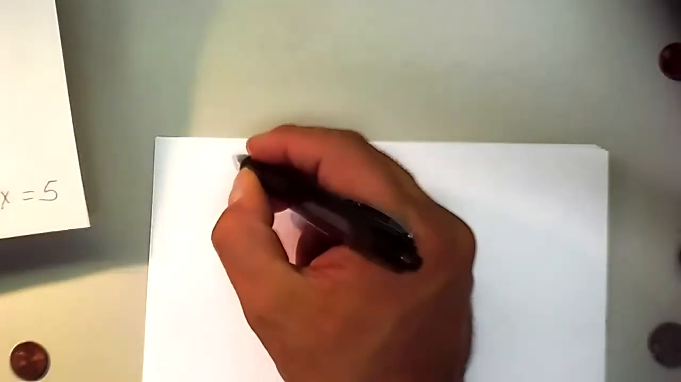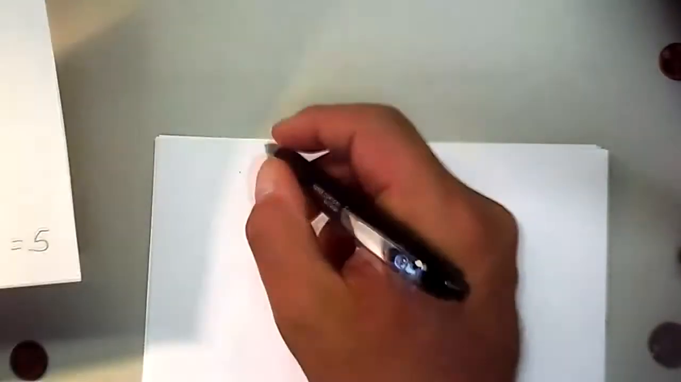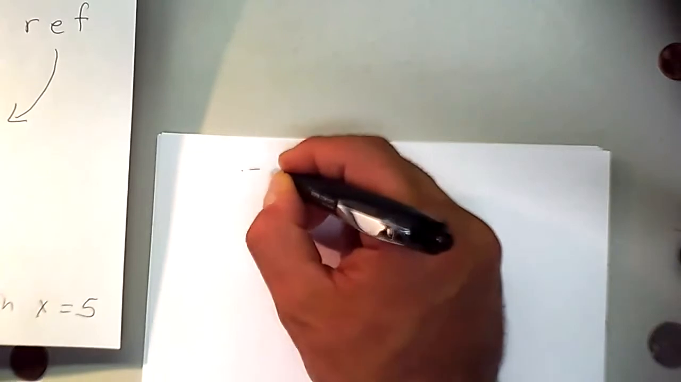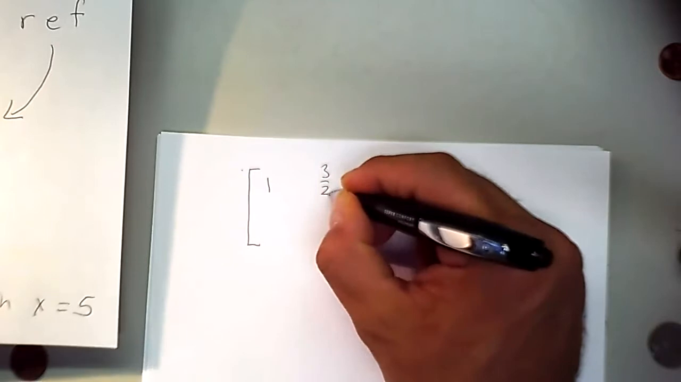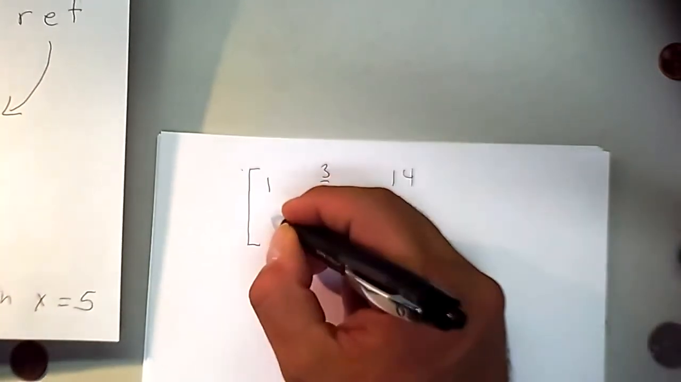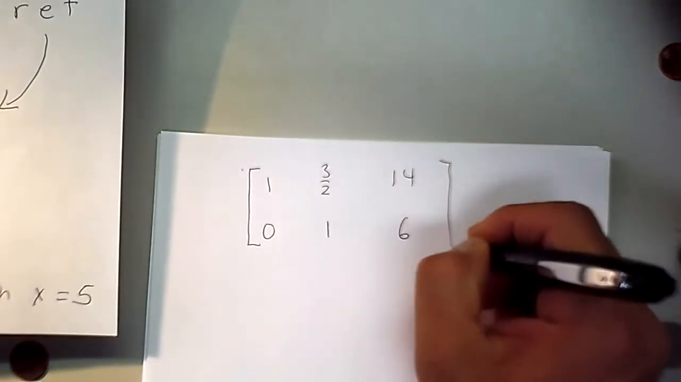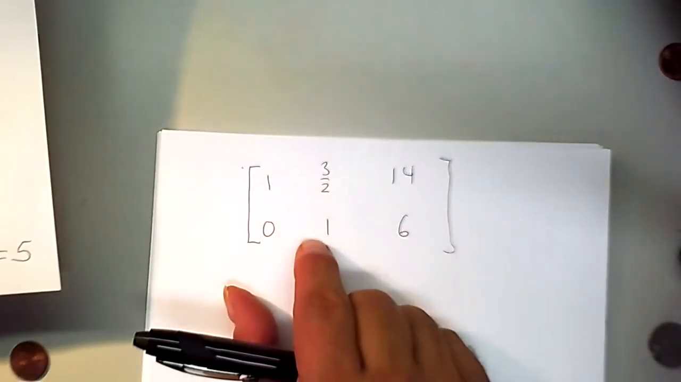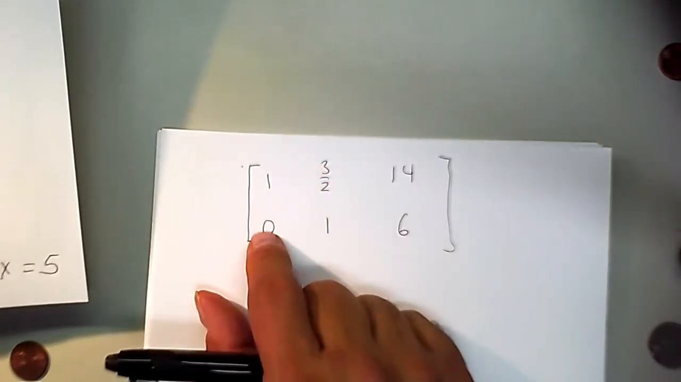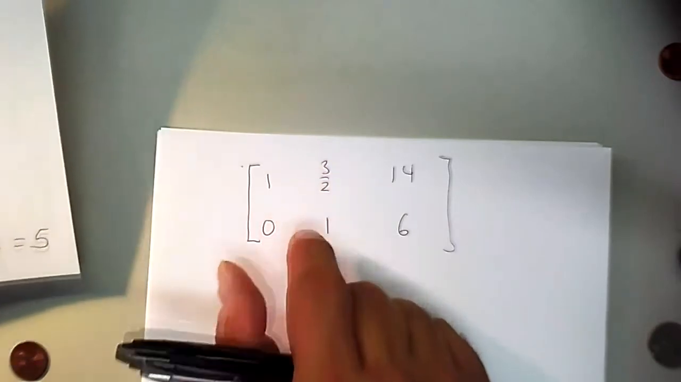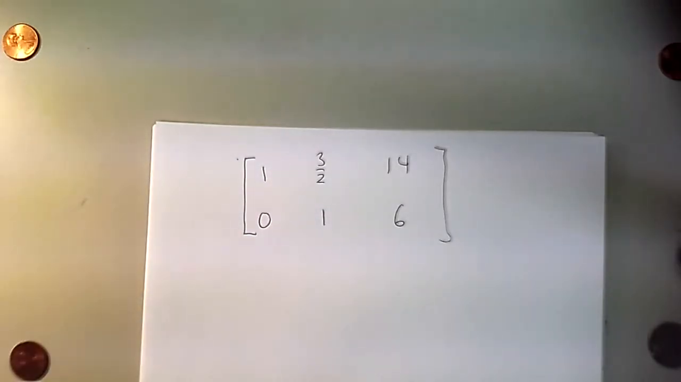So pretend we start out, pretend we didn't stop here and we were to continue. So start with 1, 3 over 2, 14, 0, 1, 6. And pretend we want to get rid of this guy because we want to have zeros above the 1. Not only below the 1s, but above the 1s, we want to have zeros. So what we will do is a row operation.